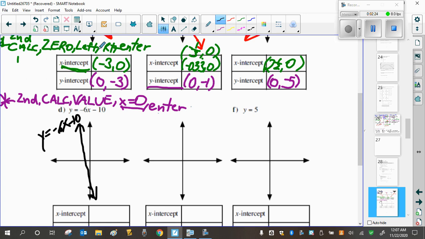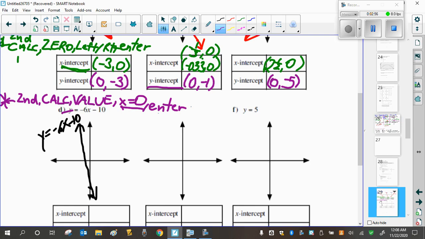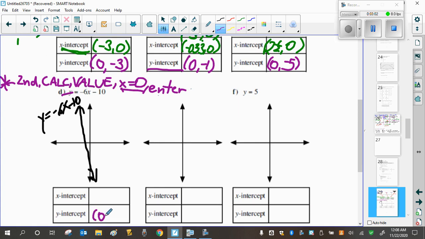And then for the x-intercept, we do the green one. We go second calculate 0, left and right. And for the purple one, the y-intercept, we go second calculate value. That's the easy one. That's the one we're going to do now. So second calculate, which is your trace button, value, and then you have to just enter x equals 0, like any y-intercept. X equals 0, that's the point 0, negative 10.